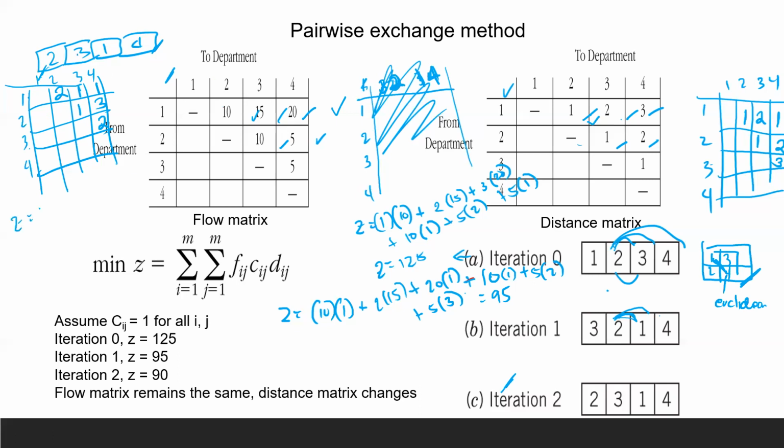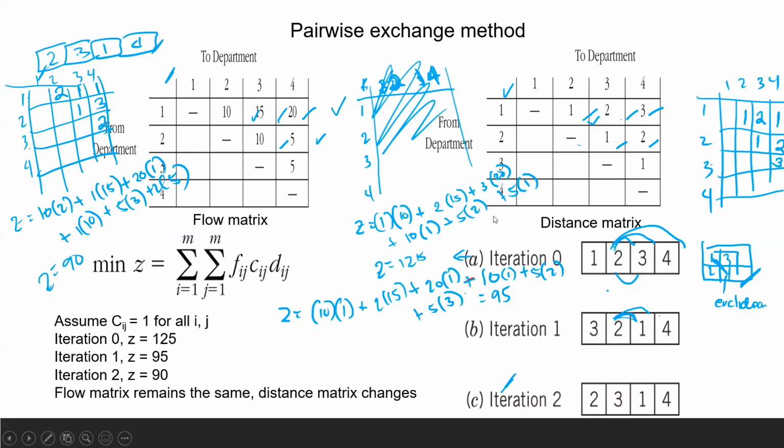Okay, z is equal to 10 times 2 plus 1 times 15 plus 20 times 1 plus 1 times 10 plus 5 times 3 plus 2 times 5. Okay, so 10, 20 plus 15, 35, 55, 65, 80, 90. Nakuha? So z is equal to 90.